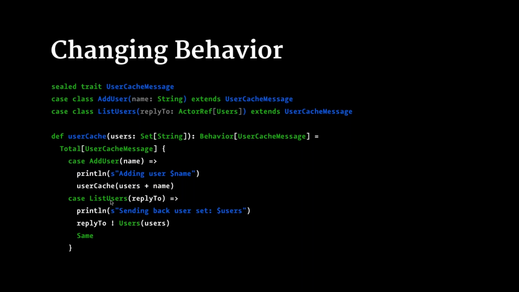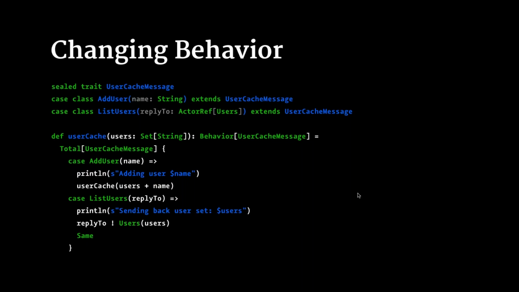Now, what about the list users? When this actor receives a list users message, it's because someone is asking for the current state of this actor. So we'll just use the reply-to address that we put in that message, and send in, assume there's a case class in here that contains a set of strings. And now the list users message does not change the behavior of this actor. So we just return same to let Akka know we want to continue using the same behavior. There's no need to build a new one that's exactly the same as the current one. We just use same to indicate what we want.